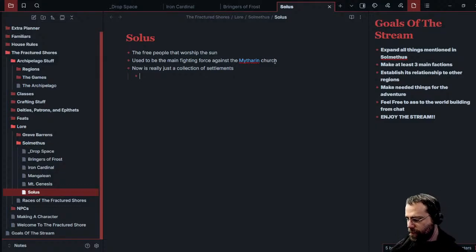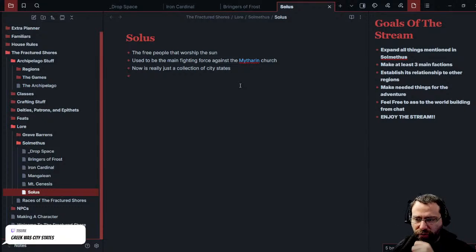I think Greek. Greek or Macedonia, technically. I'm trying to remember which one was more city-states. We'll go city-states. In terms of thinking, Now is really just a collection of city-states. They work together, but they're not really like a proper nation. They're very independent of each other. Greek was city-states? Yeah.